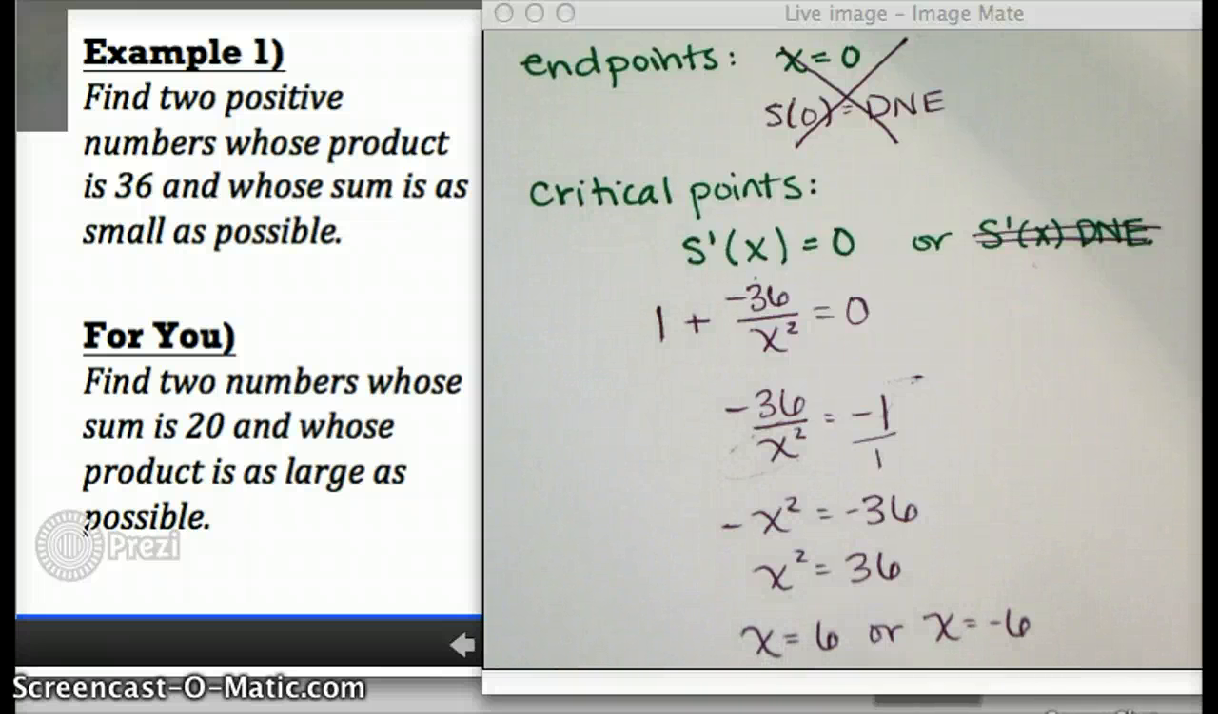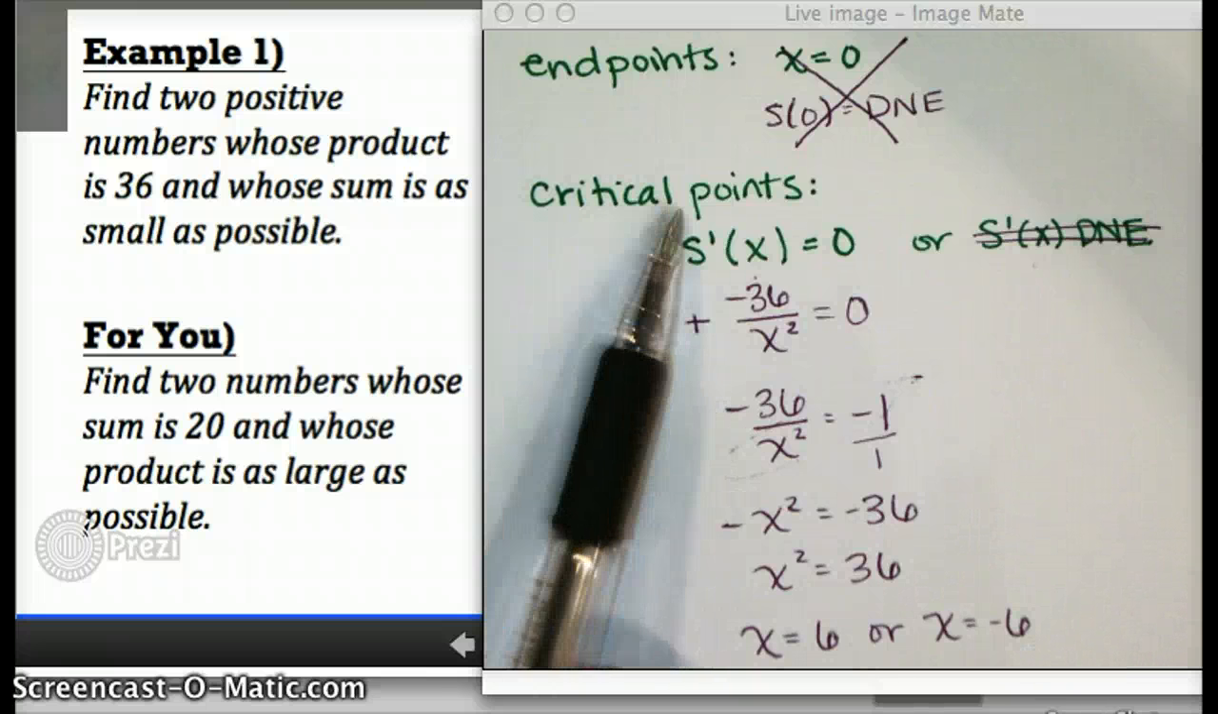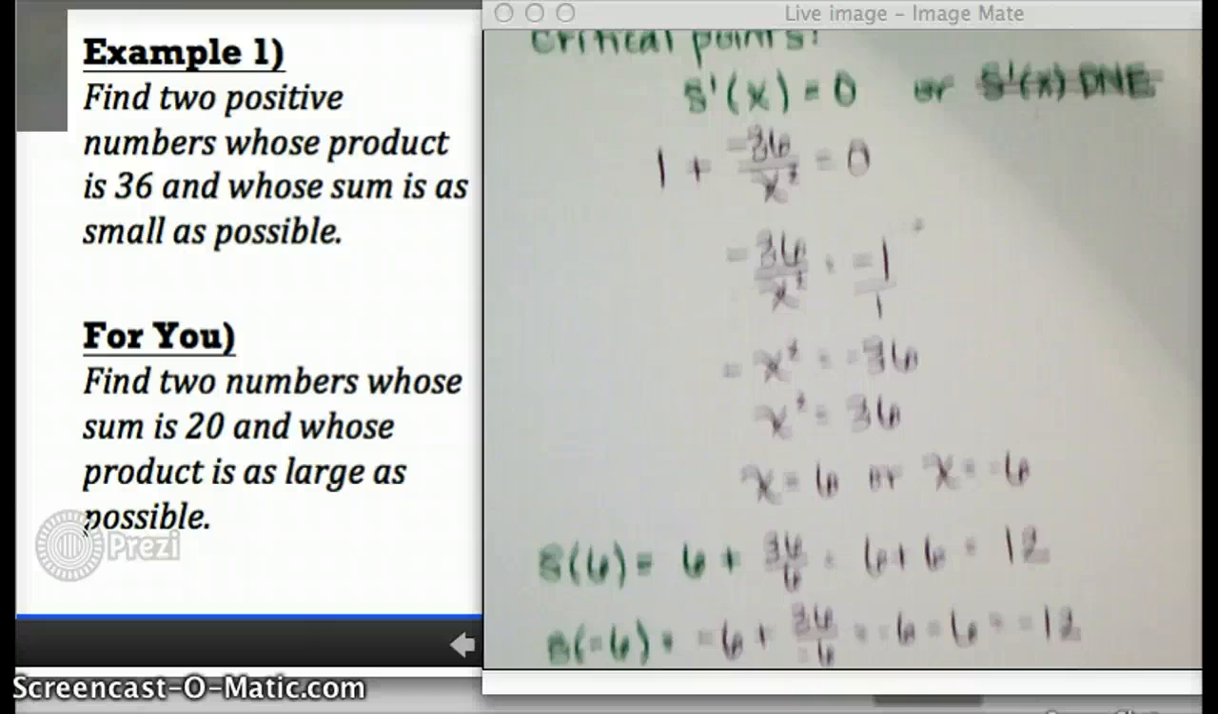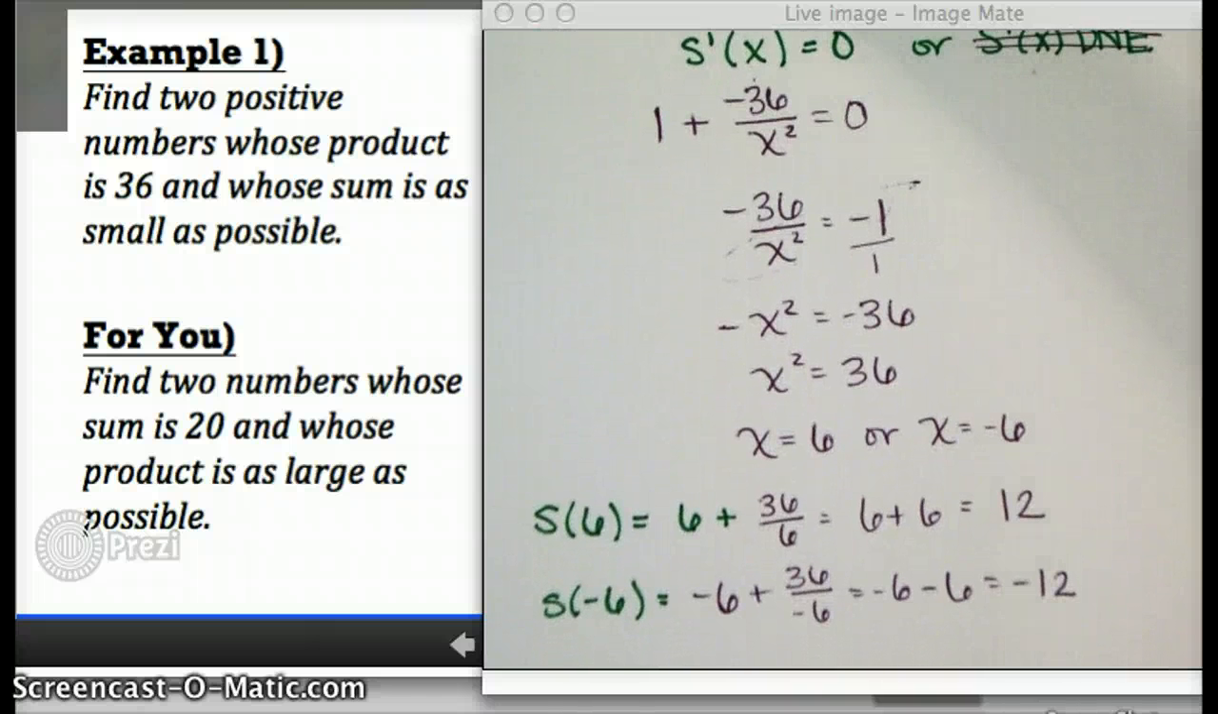Now that I have the critical values, in order to really find critical points, I want to plug each of these values back into the original equation. When I do that, I get y values or output values of 12 and negative 12. Now, it's going to be very tempting for you to say, oh, that must mean that 6 is the maximum because 12 is bigger than negative 12. Not so fast. It doesn't really work that way.